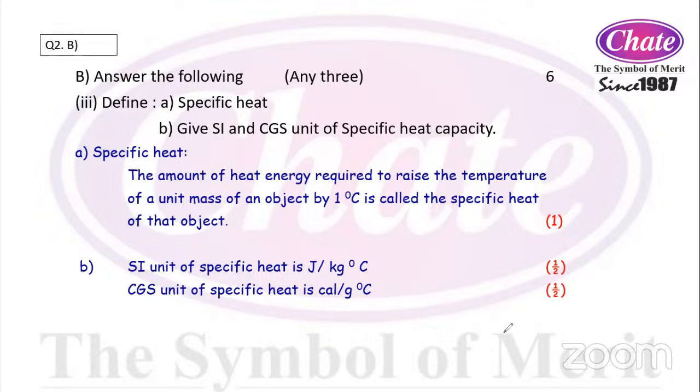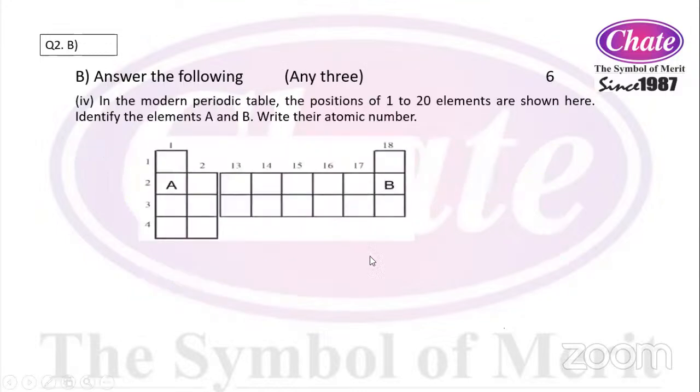And the next question we are going to see is question number 4. In the modern periodic table, the positions of 1 to 20 elements are shown here. Identify the elements A and B, write their atomic number. So I will suggest that each student needs to remember all 1 to 20 elements. It will be easy for them to attempt these kinds of questions. These are very easy questions.